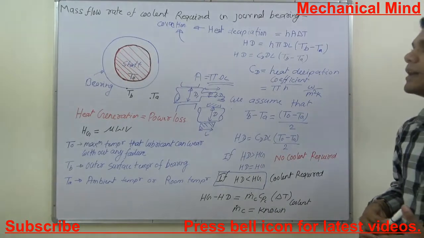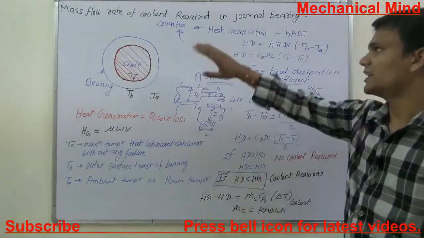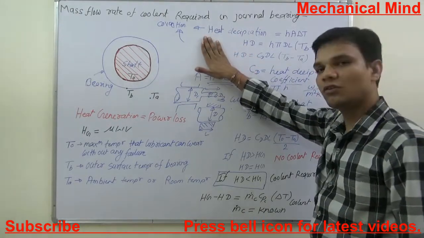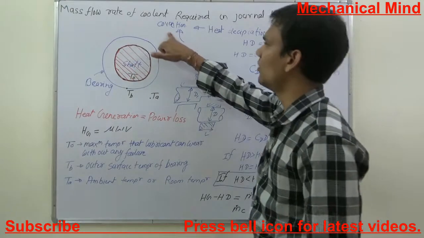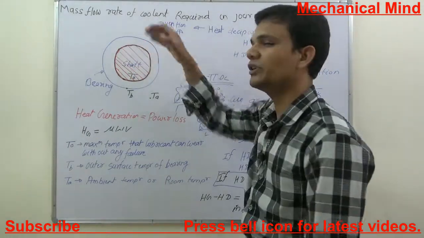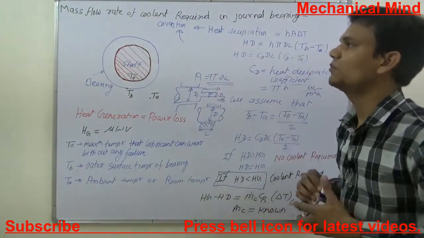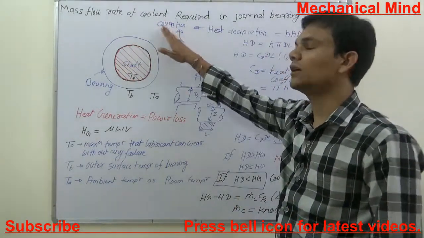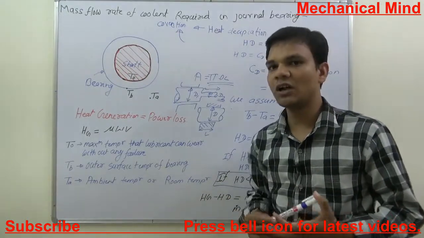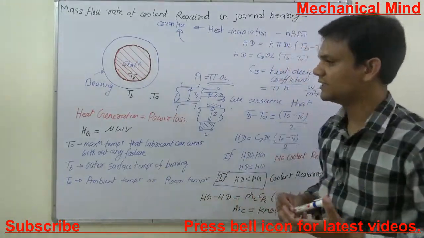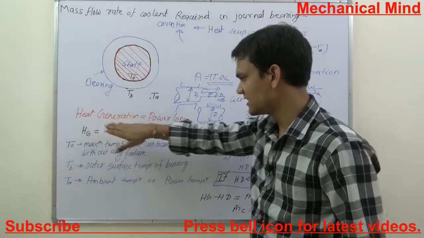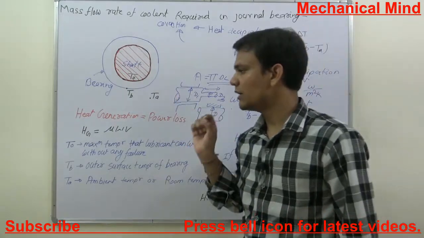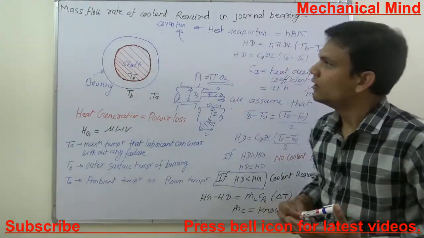So this is about the mass flow rate of the coolant required. Here for heat dissipation we use Newton's law of cooling, also known as the convection formula. For liquids and fluids we use the convection formula, for solids we use the conduction formula, and for vacuum we use the radiation formula. Heat generation takes place due to power loss, and power loss comes into the picture due to friction.